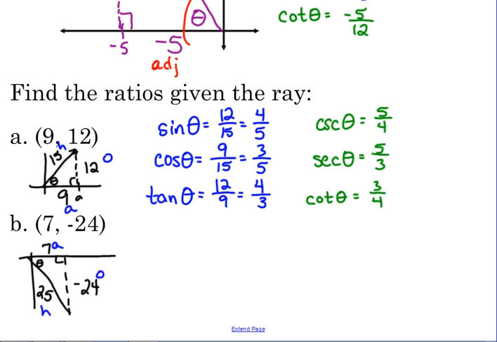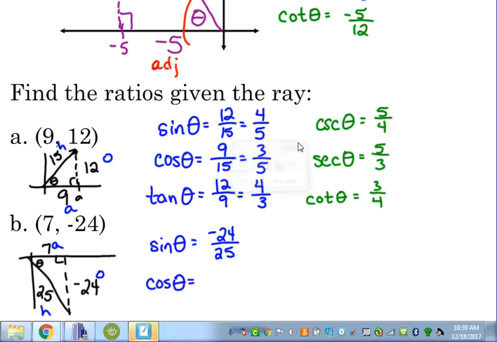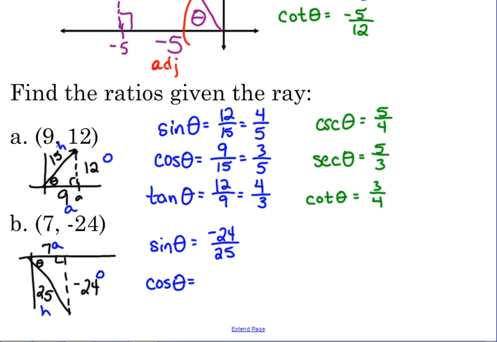24 is the opposite. So sine of theta is the opposite, negative 24, over the hypotenuse, 25. That does not reduce. Cosine is the adjacent over the hypotenuse, so 7 over 25. Tangent, opposite, negative 24, over adjacent, 7.